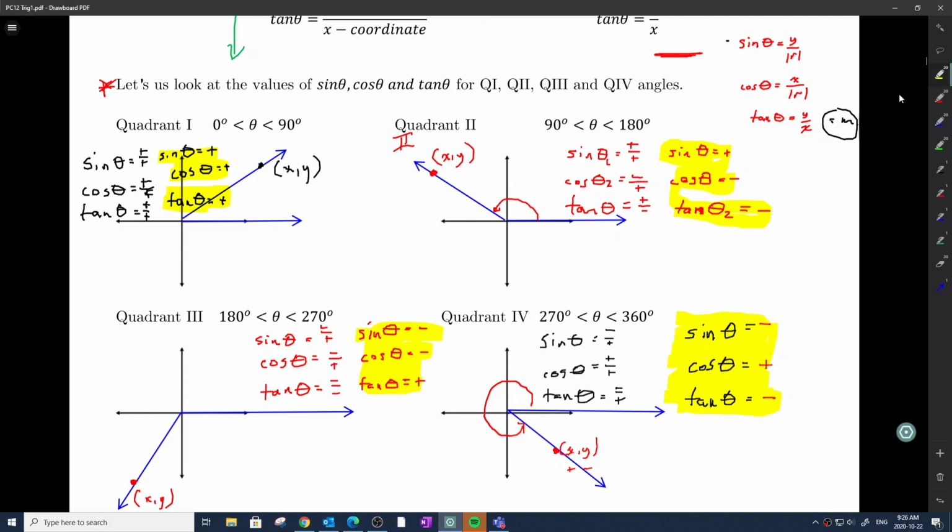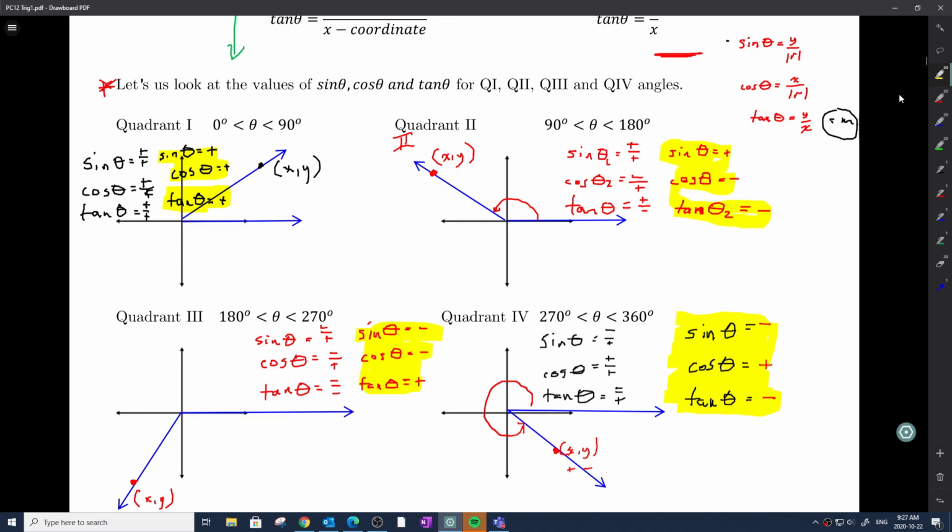Now tangent really mimics slope. Our terminal arms, where do they have a positive slope? In 1 and 3. Where do they have negative slope? Well, in 2 and 4.